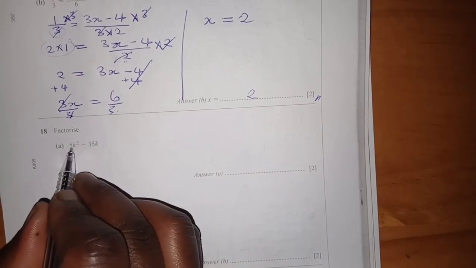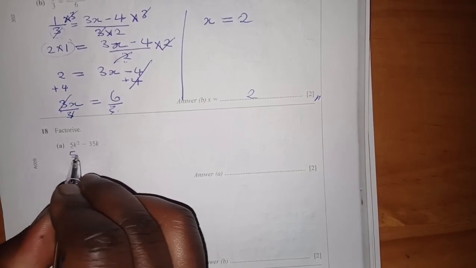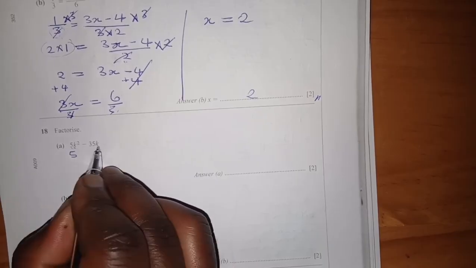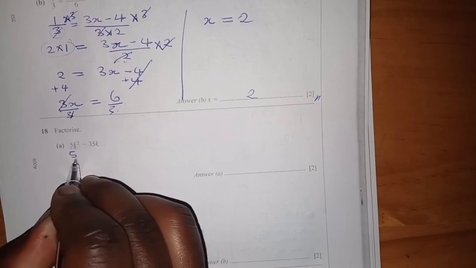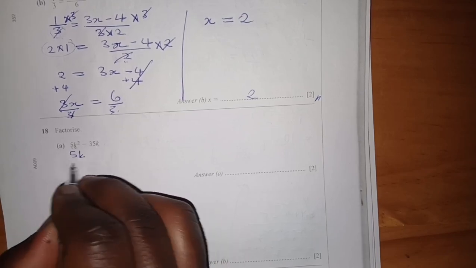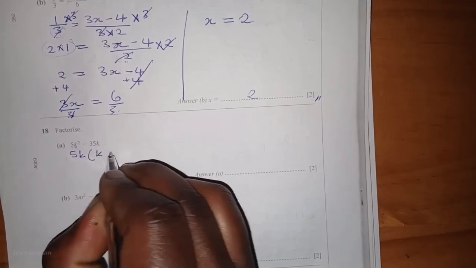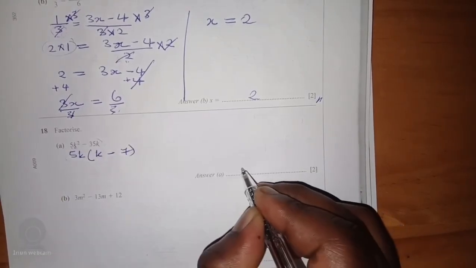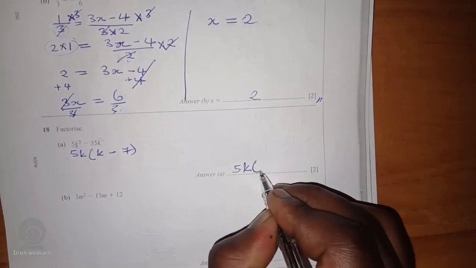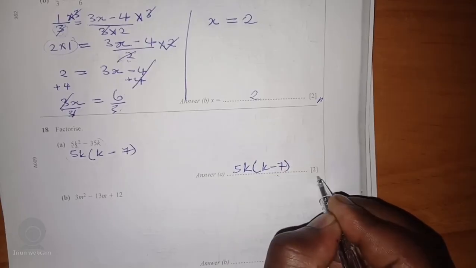So in numbers, there is a common factor between 5 and 35, it's 5. And then in terms of letters, we have k squared here and we have k here. So the highest common factor, the k that divides into k squared, and k is just k. So you have 5k as a common factor. So dividing this one by 5k, you are left with k, minus, dividing this one by 5k, you are left with 7. So that's your answer. You have your 5k brackets, k minus 7. Factorize, you must have brackets. Take these 2 marks.